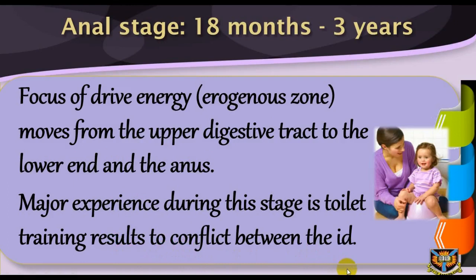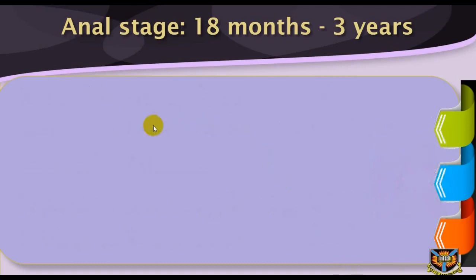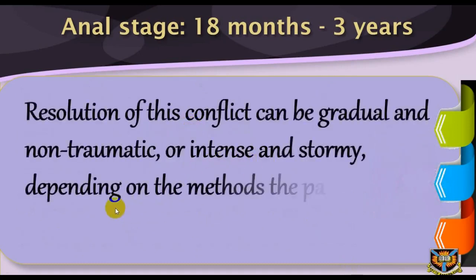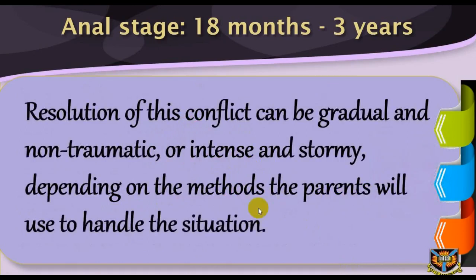There may be fluctuations among different societies as to the age at which toilet training occurs, and it results in conflict between the id, which asks for immediate gratification of its drives that involve elimination and activities related to it, such as handling feces, and the demands of the parents. The resolution of this conflict can be gradual and non-traumatic, or intense and stormy, depending on the methods the parent will use to handle the situation.